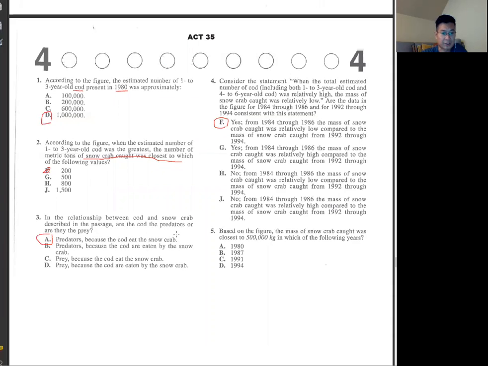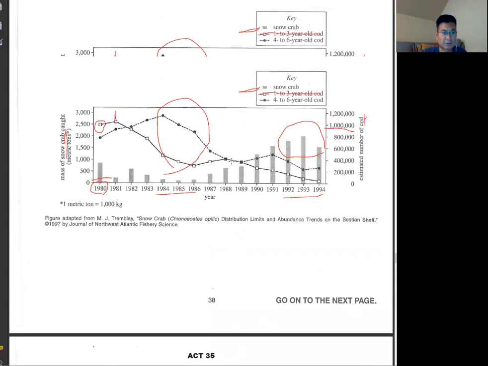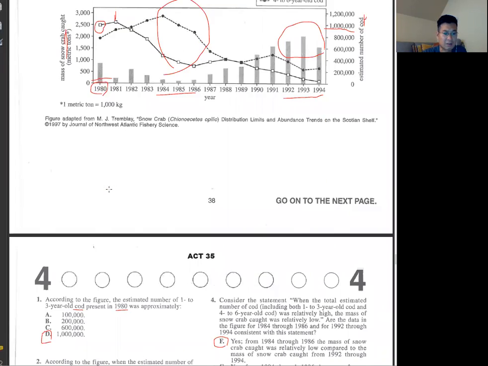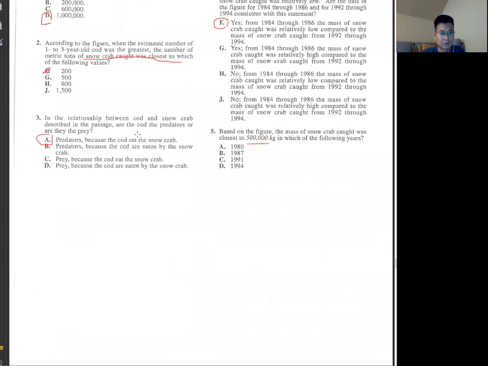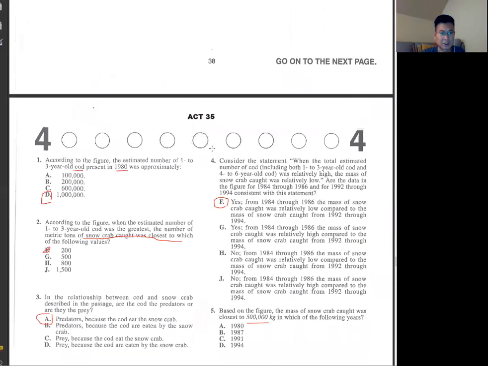Number 5, based on the figure, the mass of snow crab caught was closest to 500,000 kilograms in which following year? It says snow crab, so we have to look at the left side. Since the unit is the metric ton, which is 1,000, you just multiply by 1,000 whatever is given. So 500,000 is the one that we look for. If you draw a line like here, it's going to be 1982. Oh, there's no answer choice for 1982.